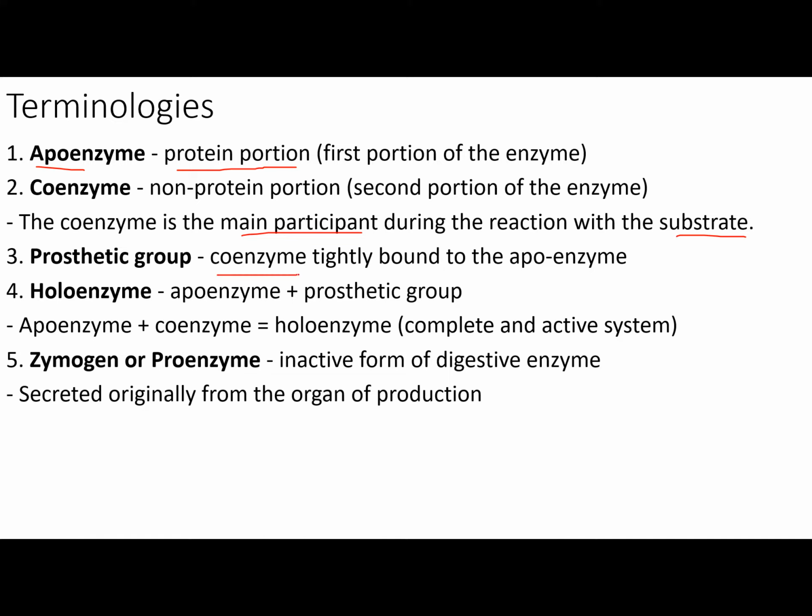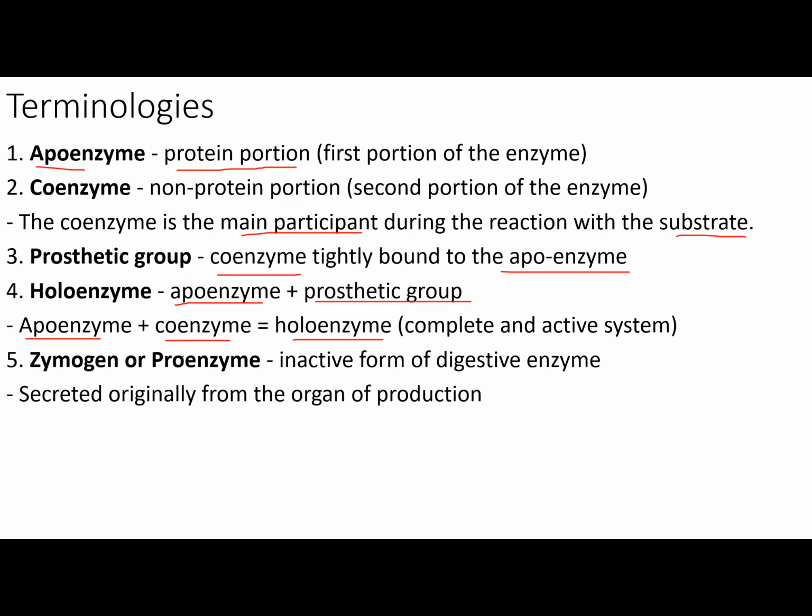Then we have your prosthetic group. This is a coenzyme tightly bound to the apoenzyme. Then we have your holoenzyme. Holoenzyme is your apoenzyme plus prosthetic group. So again, class, prosthetic group is made up of coenzyme plus apoenzyme. Pag holoenzyme naman, this is made up of an apoenzyme plus a prosthetic group. So to simplify, apoenzyme plus coenzyme, you would form a holoenzyme. So for the third time class, ulitin ko, pag prosthetic group, coenzyme plus apoenzyme. Pag holoenzyme class, apoenzyme plus prosthetic group.